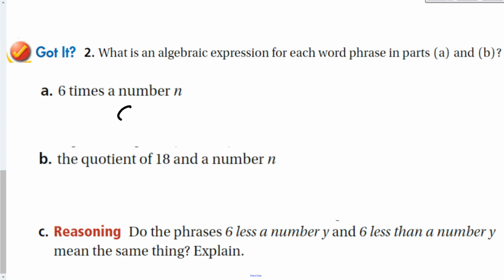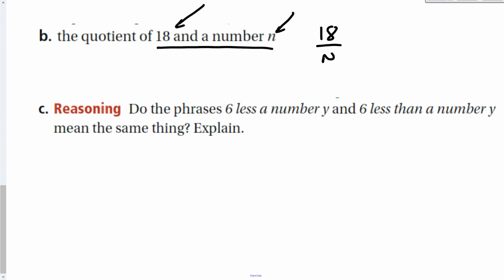6 times the number n is going to be 6n. The quotient of 18 and the number n. Now this one is slightly different than the one before because now we're going to put 18 on top. So you've got to be careful when we're dealing with quotients, that's the first thing, that's the second thing. And that's something that we can look at right here in the third one, in the reasoning part.